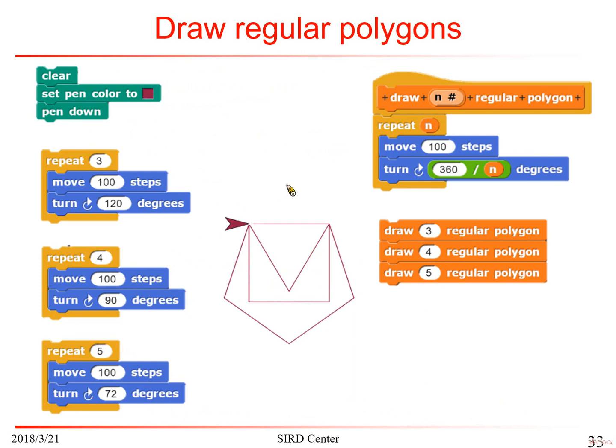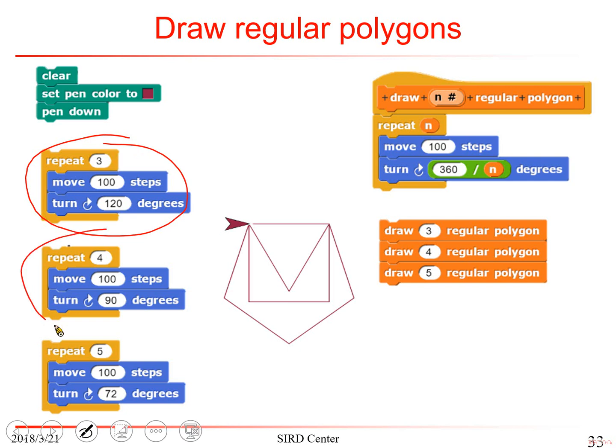We draw a regular triangle, and this is a square, and this is a pentagon, and they all exist. Because of the American Department of Defense, actually the shape is a pentagon, right? And we also know how to make a function. This function can be another block, right?